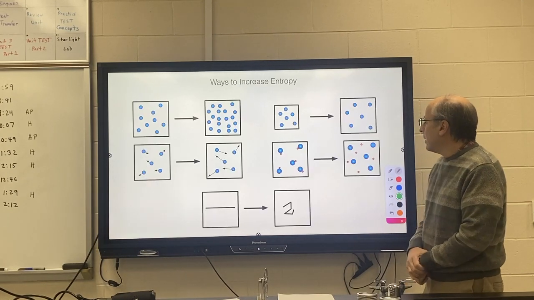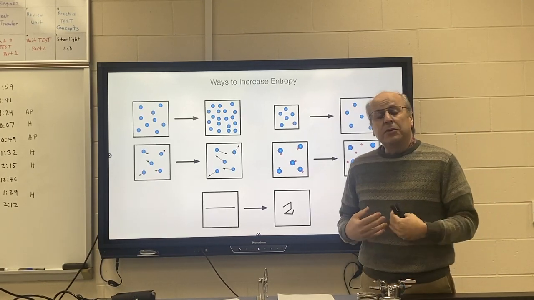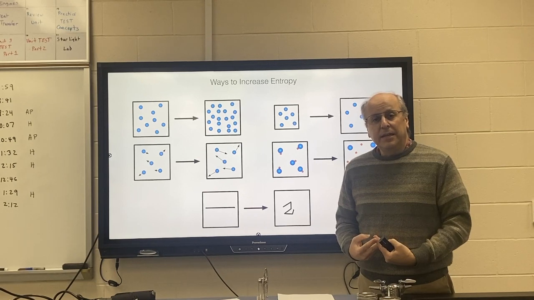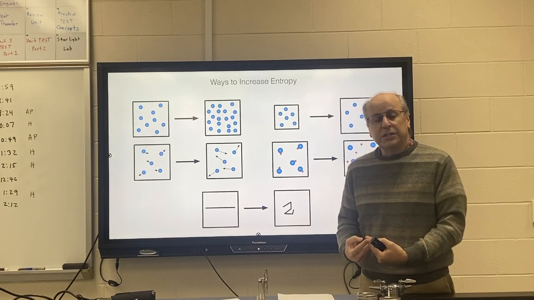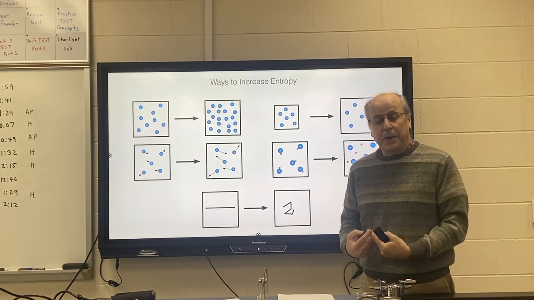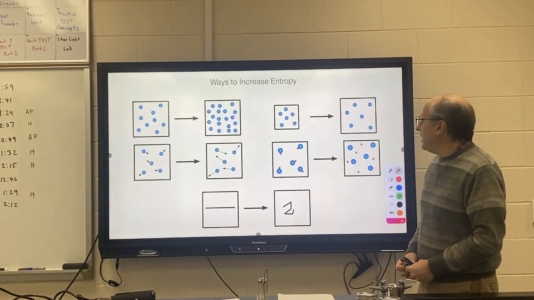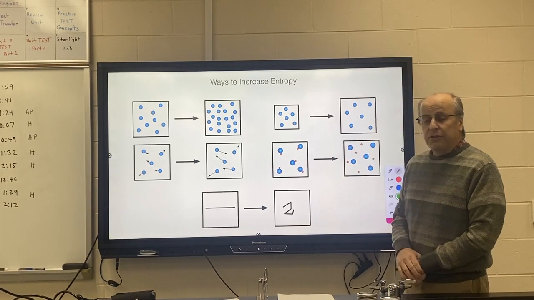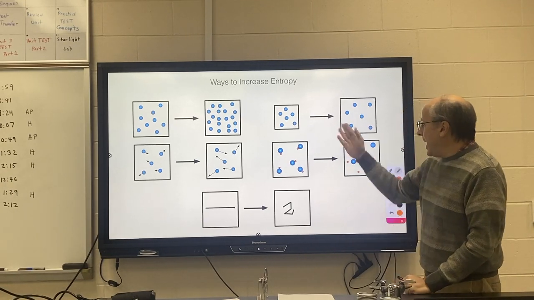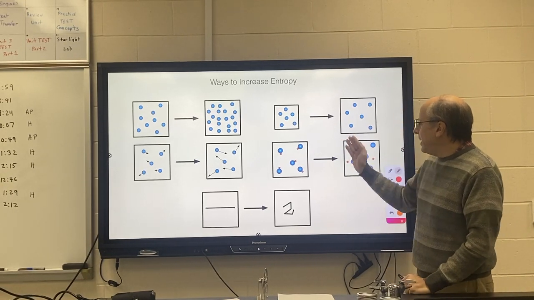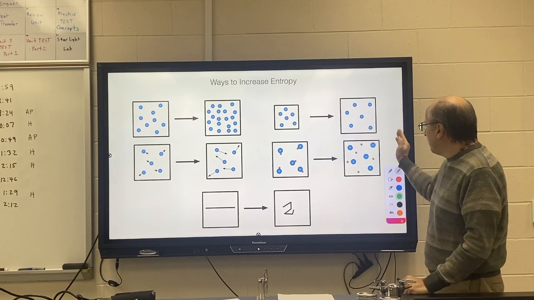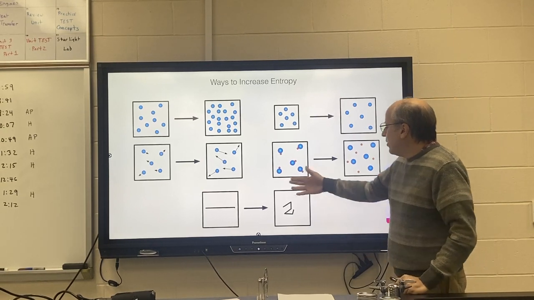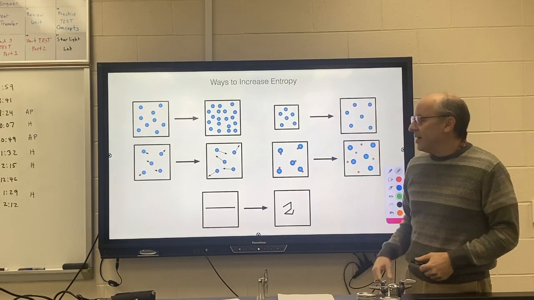Remember, to see how much the efficiency of the engine can possibly be, we need to deal with entropy. So we learned 5 different ways to increase entropy: adding particles, adding volume, raising the temperature, breaking up a molecule, or changing the shape of an object.